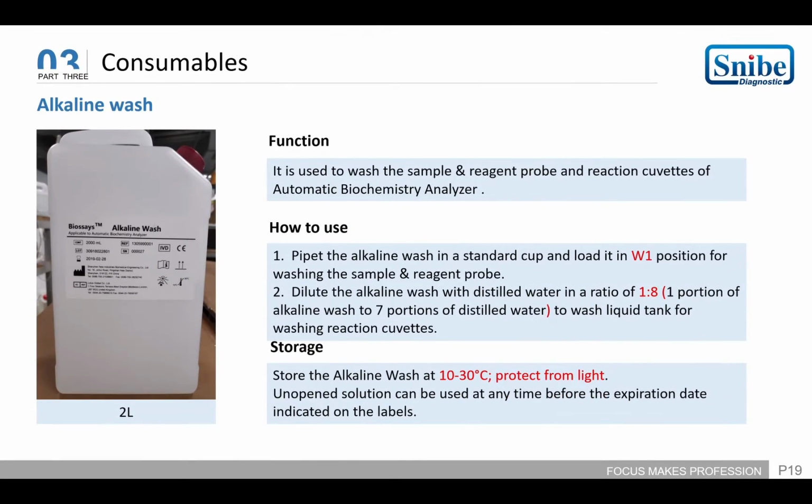The first one, alkali wash. It is used to wash the sample and the reagent probe and reaction cuvettes of the automatic biochemistry analyzer. When we use this alkali wash, you have to know which position to load it. You have to use a standard cup and load it in the W1 position. And this is the first function for it.